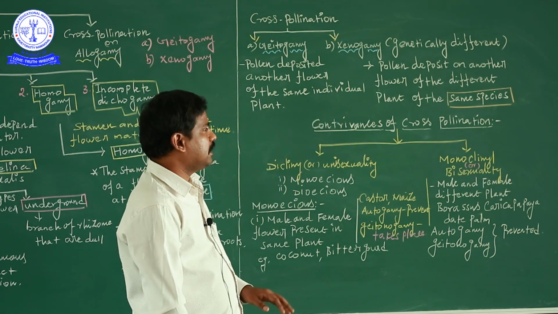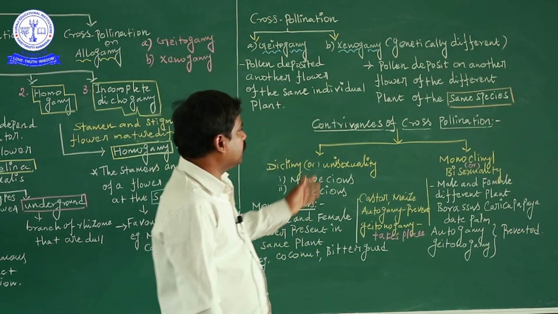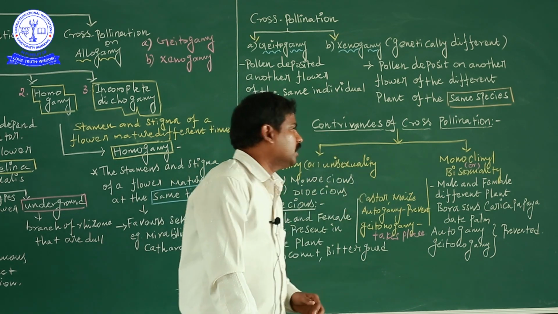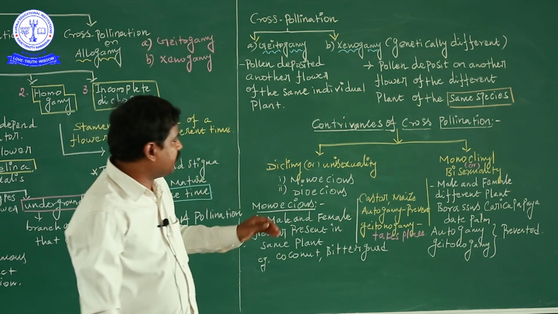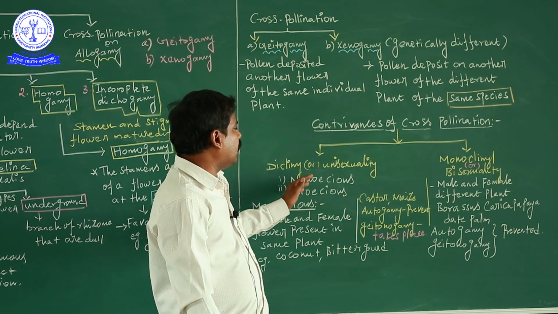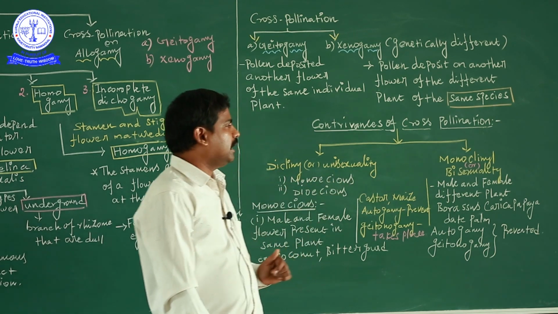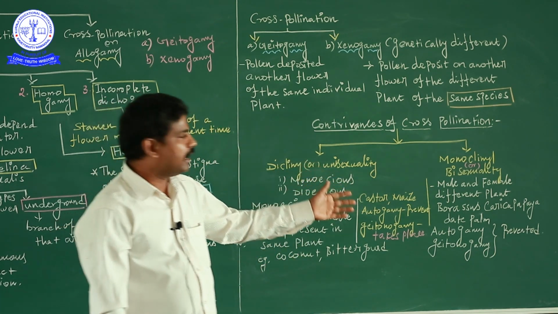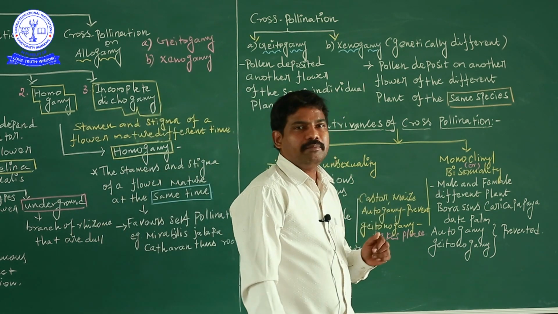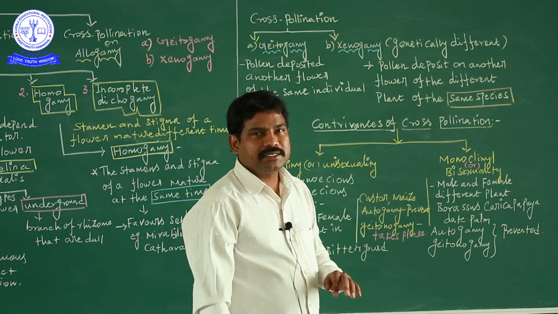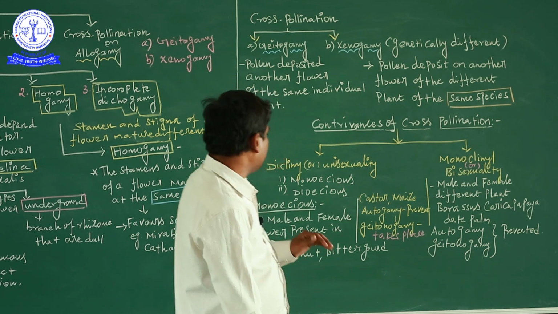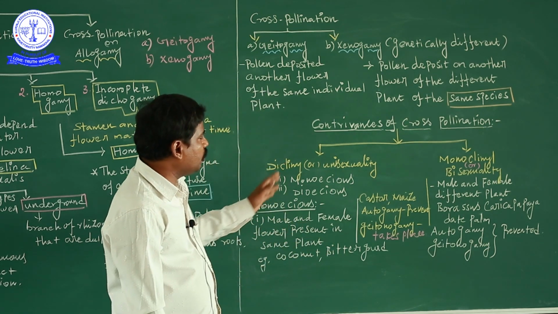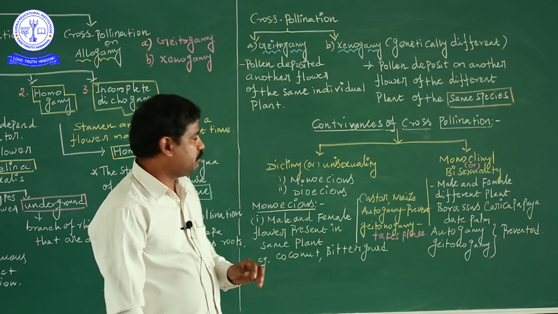Okay. And then same species. Next of all, the controversy of cross pollination has a differentiation for two types. First of all, dicliny or unisexuality, and then monocliny or bisexuality. Bi means male and female character. That is called bisexuality. Our dicliny or unisexuality has a differentiation for two types.